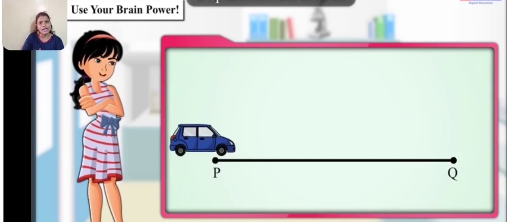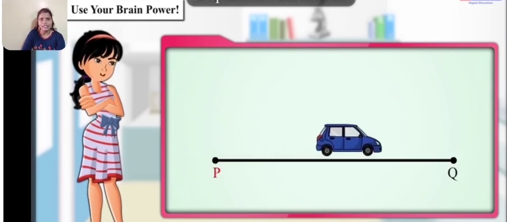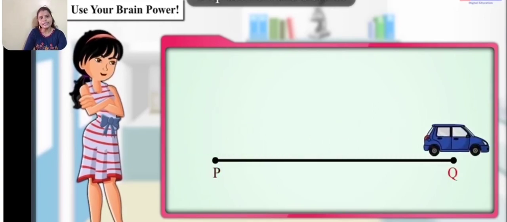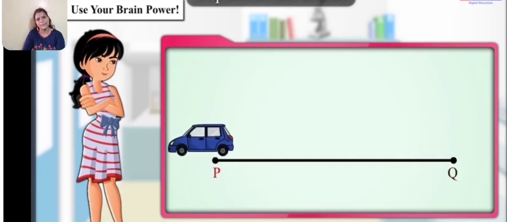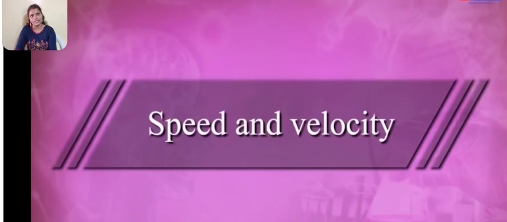Suppose a car starting from point P goes to point Q and then returns to point P. How much distance has it traveled and what is the displacement? So even if the displacement of an object is 0, the actual distance traveled by it may not be 0. So that is displacement and distance.